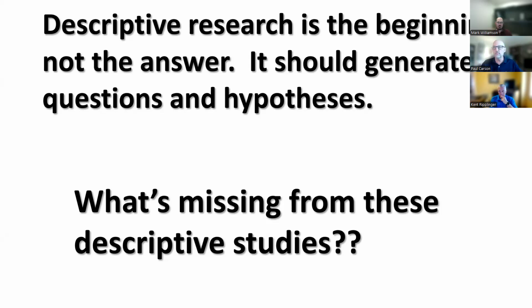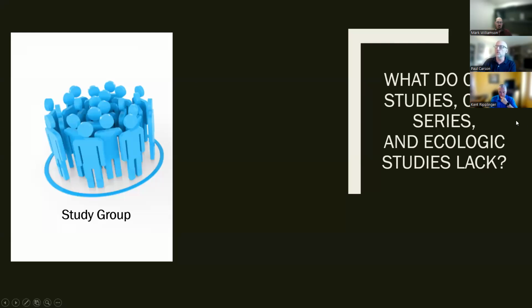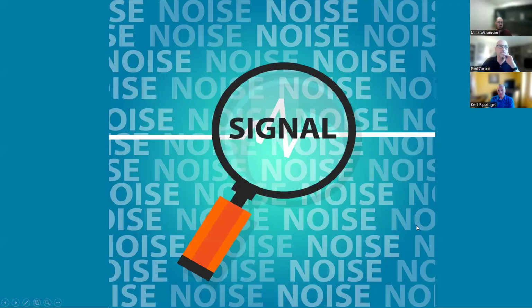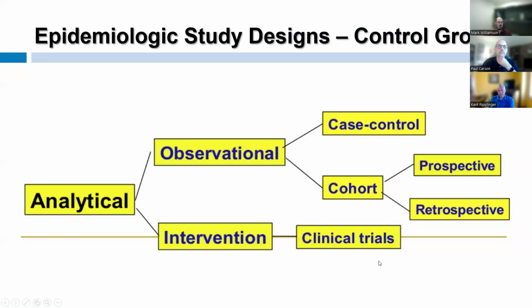So yeah, if you think for 2 seconds about what's missing from these descriptive studies, you have your study group here, an individual or a handful of individuals, but what does a case or a case series or an ecologic study lack? It lacks a control group. One of the fundamental principles of the scientific method, both at the bench and preferably at the bedside, is having a control group to compare so that we can try to get rid of that background noise and find the true signal in the background of the noise. So that's what we're trying to pull out. So we've got to think about better study designs when we really want to try and answer the question.